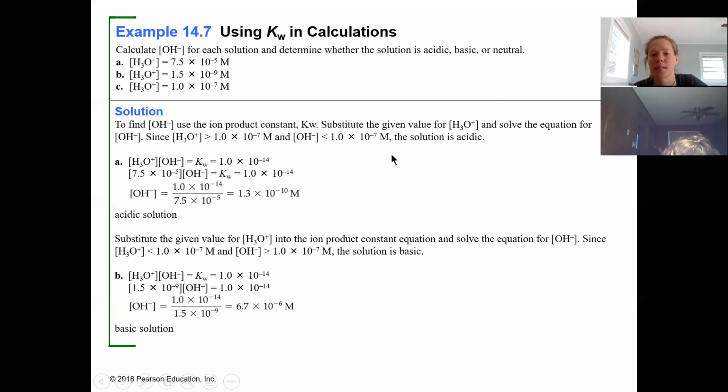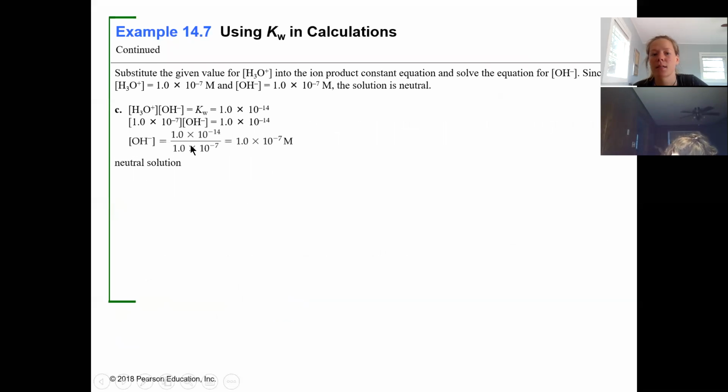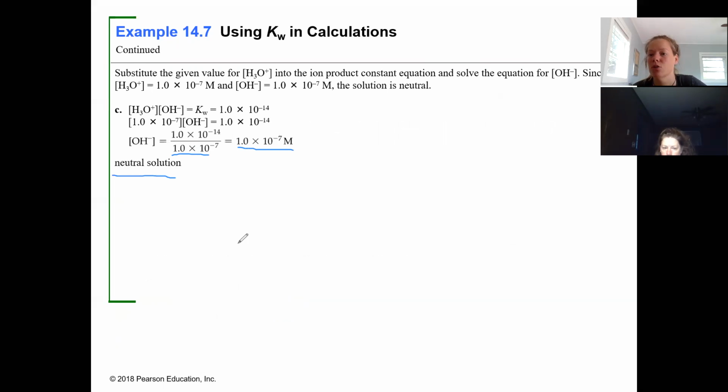The last one, C, when you plug it into the equation, you should get an OH concentration of 1.0 times 10 to the negative 7th. What's happening here? Well, in this situation, your acid is equal to your base concentration, right? That becomes a neutral solution. You could do this exact same thing, and I could give you the OH concentration, and you would have to calculate the H3O plus concentration, okay?